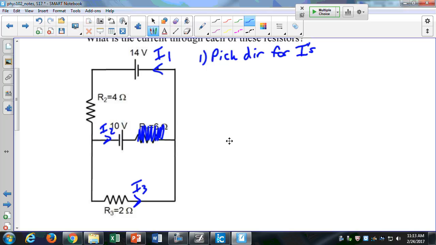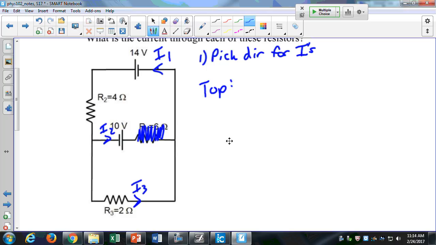I chose I1. Remember, I1 runs from here all the way over to here. I2 runs left to right. And then I3 runs in this loop. Now I'm going to write two equations for the loops. I want to do the top loop first. No reason really. I'm just going to do the top loop.